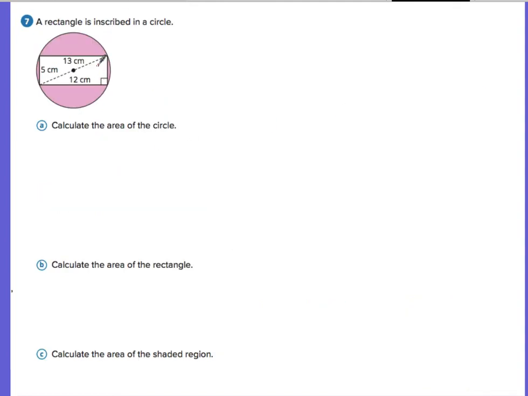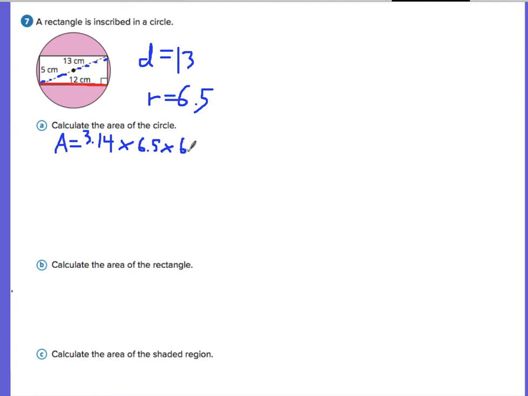All right, a rectangle is inscribed in a circle. A part that's confusing here is that this 12 goes with this line, and this 13 goes with this diagonal line, which if we look at it carefully, 13 is the diameter here. So we're going to do each part separately here. Kind of breaks it down for us. So area of the circle is going to be pi times radius, so 3.14. And the diameter here is 13. I'm going to write this up here. So then the radius is half of that, right? So if you divide by 2, you get 6.5. All right, so 3.14 times 6.5 times 6.5. That's how we're going to get our area of this circle.